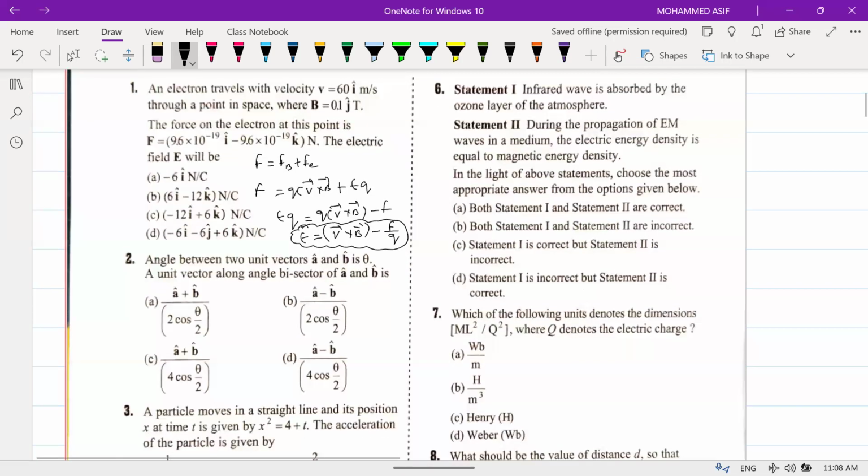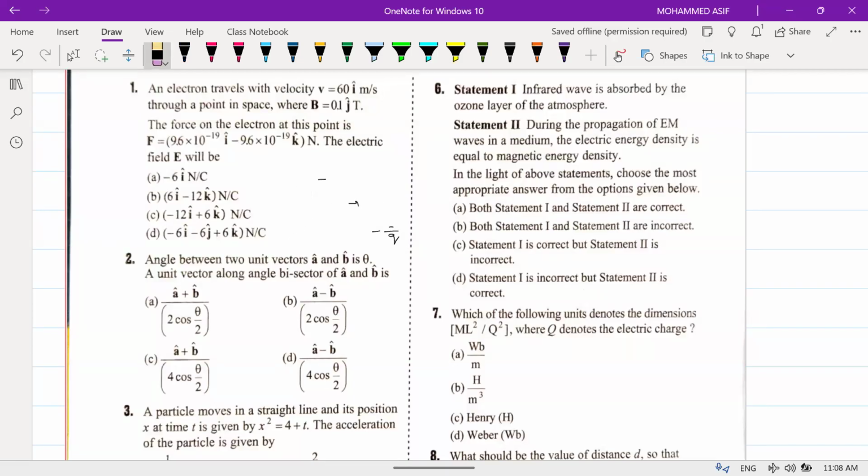So you can write ultimately, I don't have the space, so I'm rubbing this one here right now. If I rub this given condition, I can write the direct formula for this one as electric field E = F divided by Q minus V bar cross B bar. So force is given as 9.6 × 10^-19, both of the magnitudes are same. It will be i cap minus k cap divided by charge of electron, charge of electron minus 1.6 × 10^-19, minus V bar cross B bar.